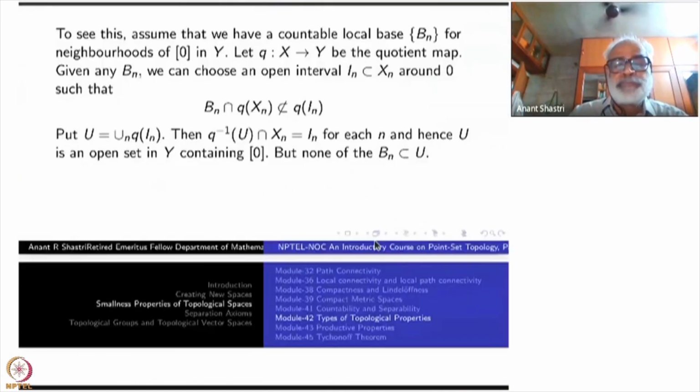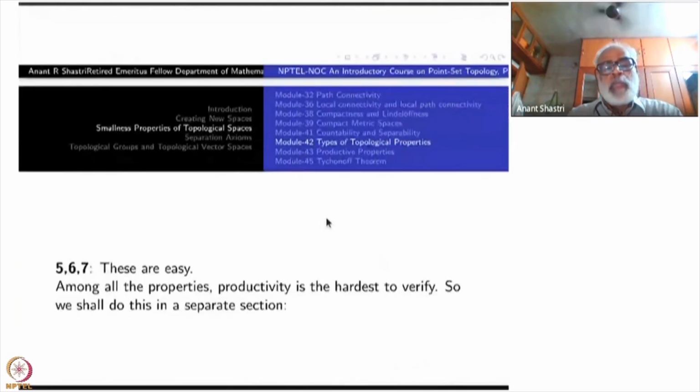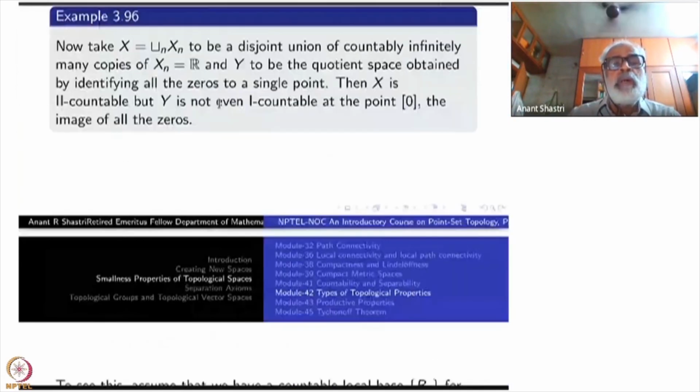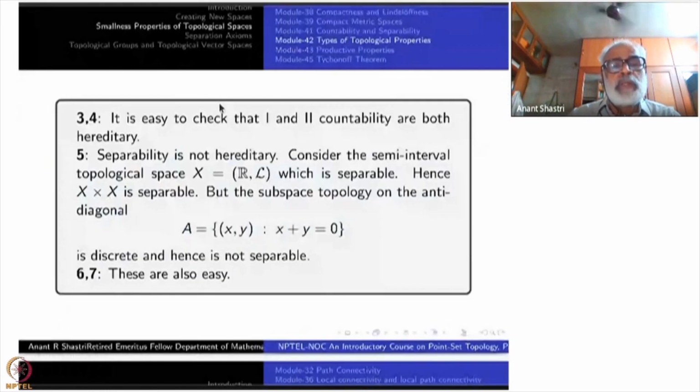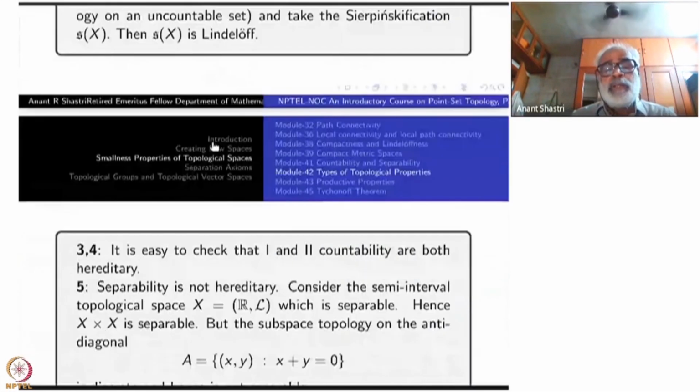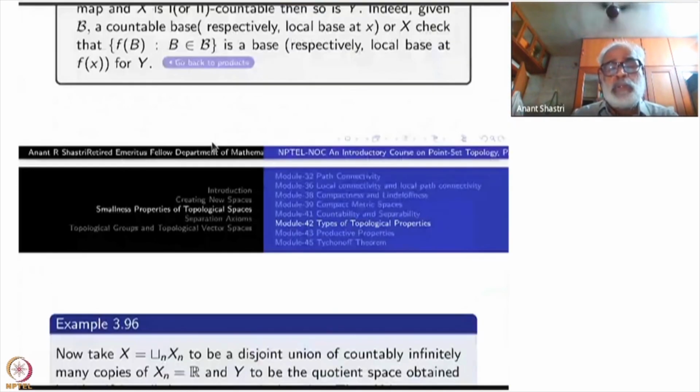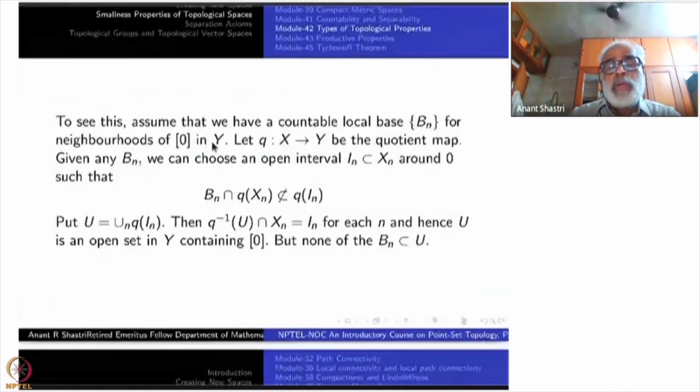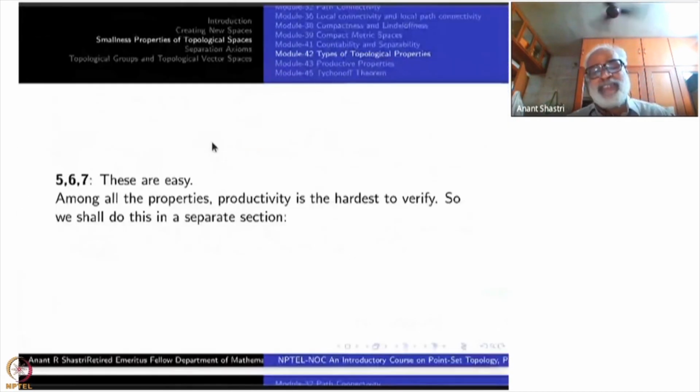All right. Once again, 5, 6, 7. What are they? Separability and path connectivity, right? So separability is easily seen to be now co-hereditary. You see, it was not hereditary, but it's co-hereditary.